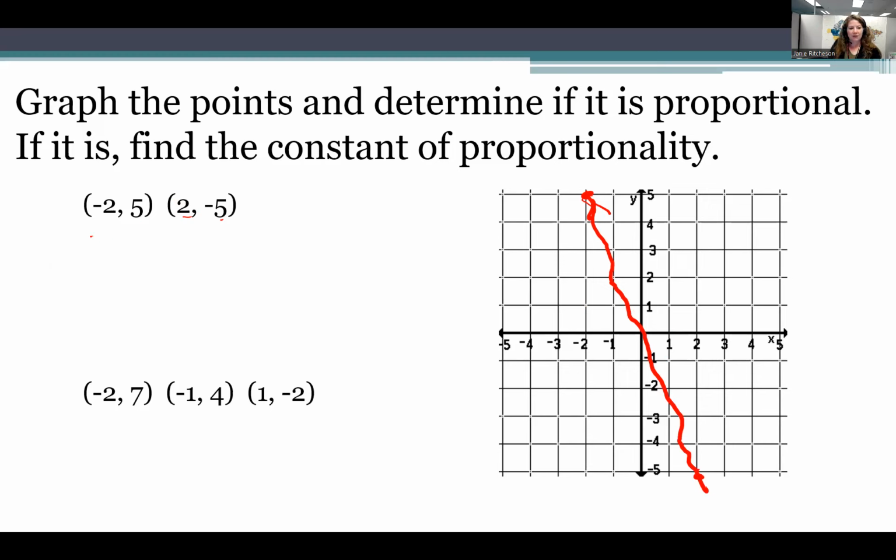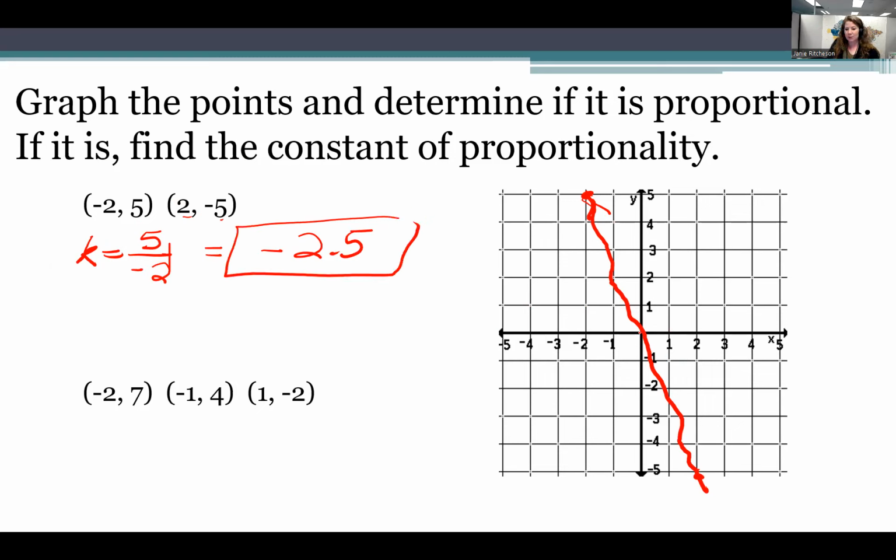But remember, to find the constant of proportionality, we can always divide y by x. And -5 divided by 2 is -2.5. So the constant of proportionality is -2.5, because this would go through 0, 0 if I could draw a perfectly straight line. All right, so the constant of proportionality on the first one is -2.5. Let's try the second one. I'm going to erase all this stuff.